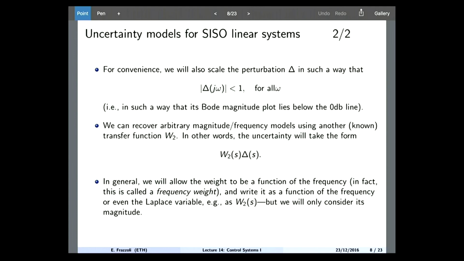So then what we will do is, if you remember, we introduced this idea of frequency weights when we were talking about the obstacles on the Bode plot, okay? So even in the case in which the uncertainty is given by some complicated transfer function, we can always write it as some function W2 multiplied by this delta, which is something that we know is in magnitude between -1 and 1, okay? So these are like frequency weights, okay?